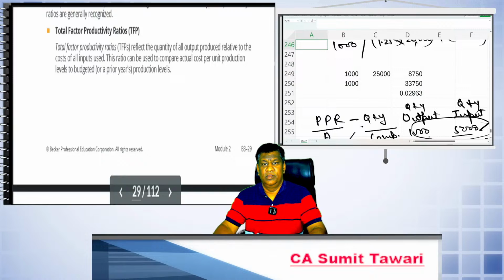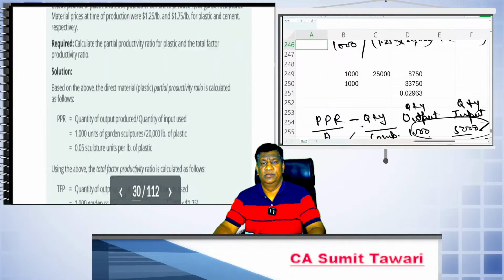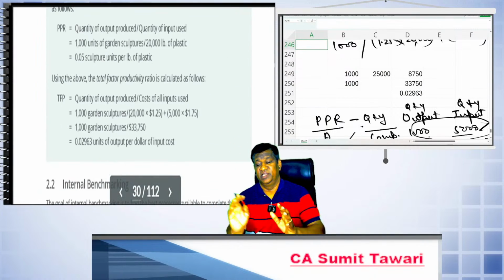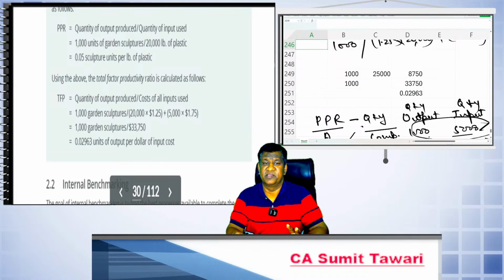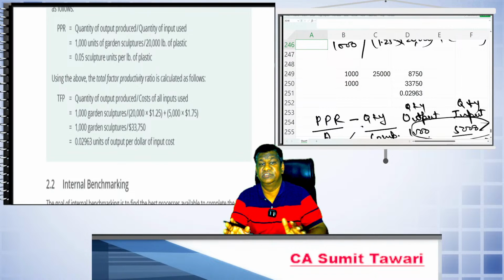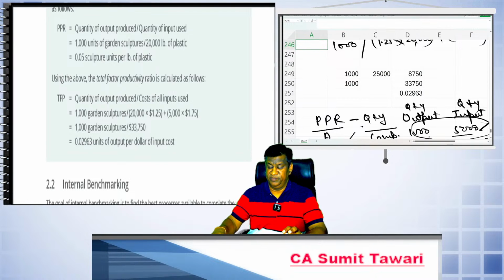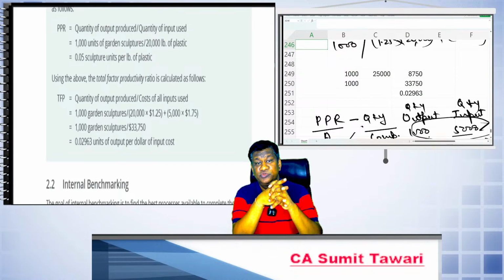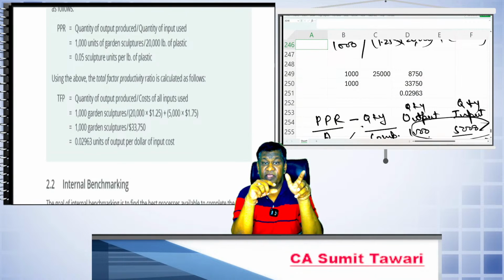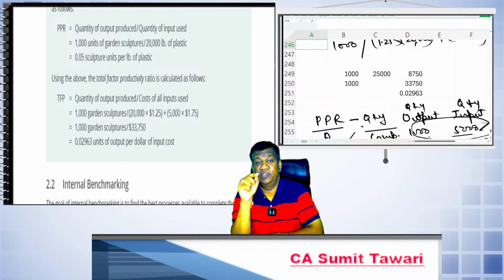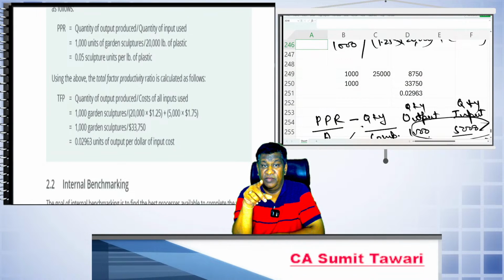So we are using this ratio for benchmarking purposes, whether our processes are right or not, whether my input cost is right or not. It is like this. See, in a practical situation, if you use inferior raw material with an inferior cost, your production may go down, but whether you need to go with the inferior raw material or the inferior cost, you evaluate with this formula.